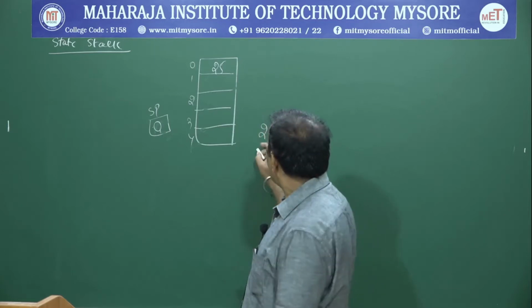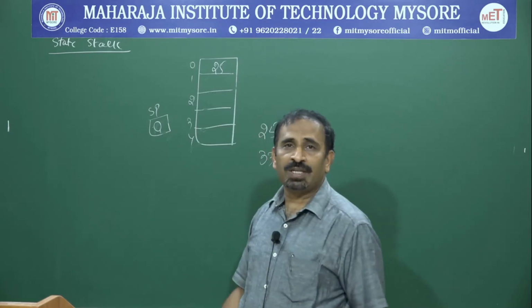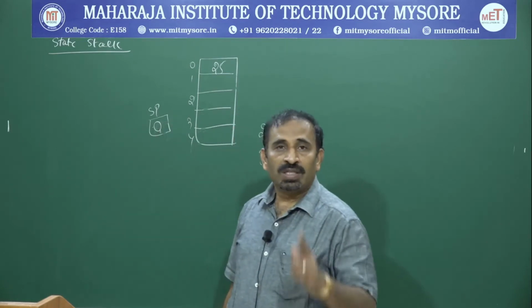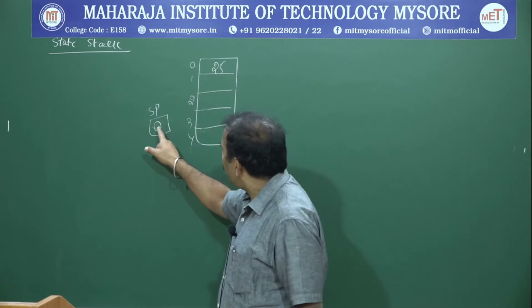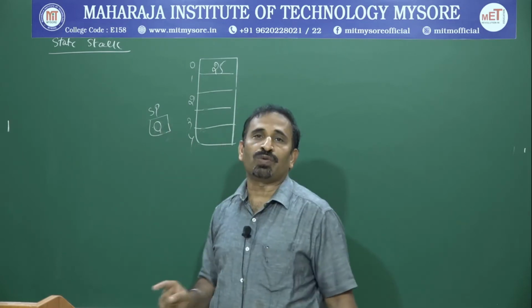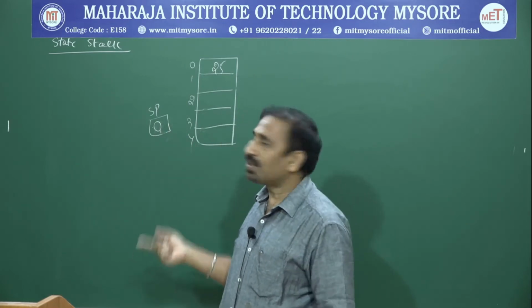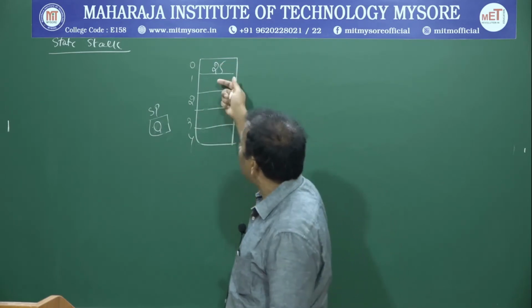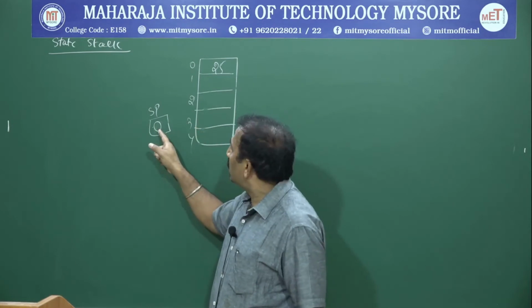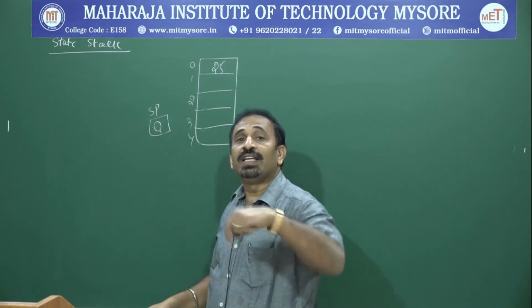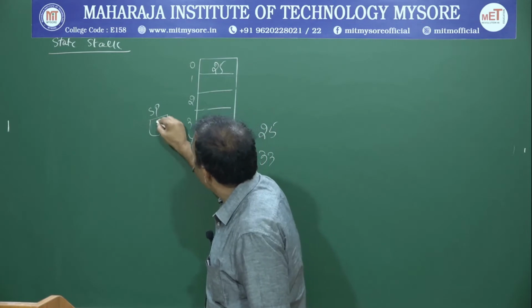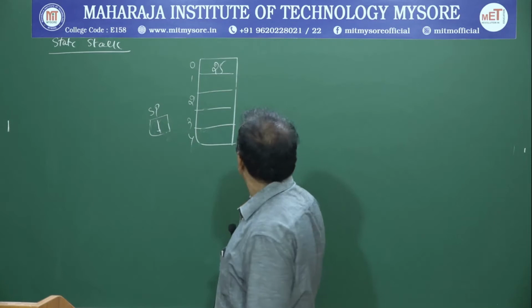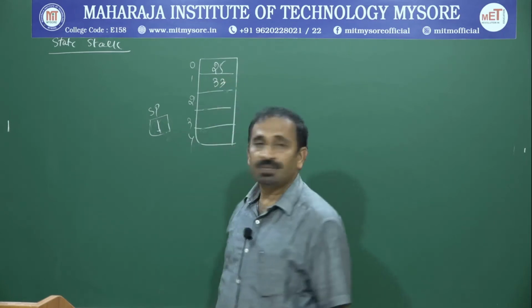Okay. Next, insert 33. How to do the insertion of 33? Again the same steps. First check for overflow. Is it overflow? If SP is 4, then it is overflow. Otherwise, still some space is there. Still some elements can be stored over here. So this is not an overflow status. Then increment it by 1. So therefore now it is 1. So what is being pointed to by the stack pointer, you store at this position.